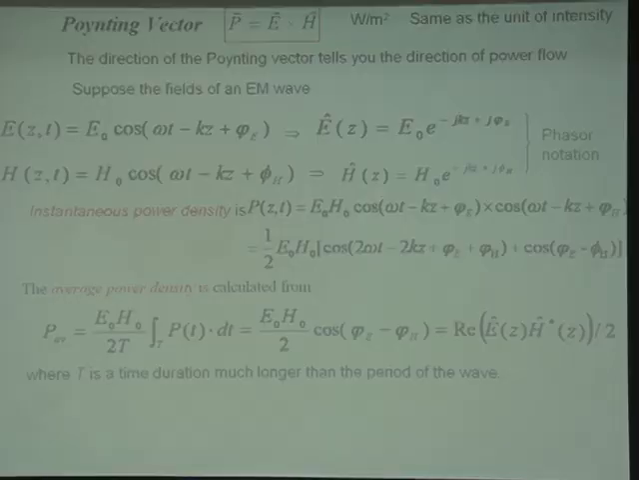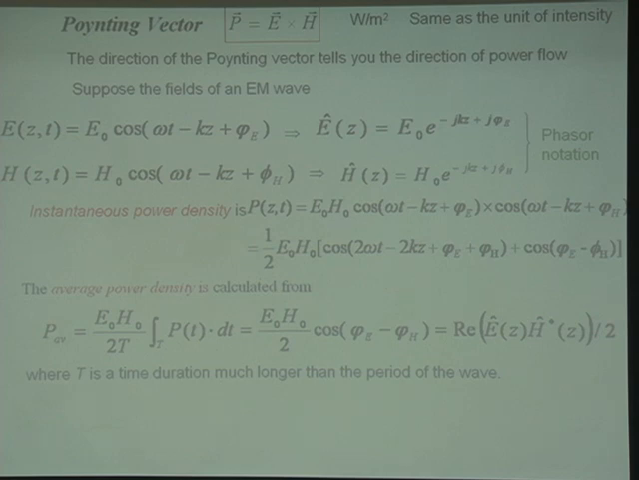Right? The same thing for this Poynting vector: the average power density is equal to the real part of E multiplied with H conjugate, divided by 2. This term can be obtained from this calculation, and this is the same as the calculation you use for your circuit.